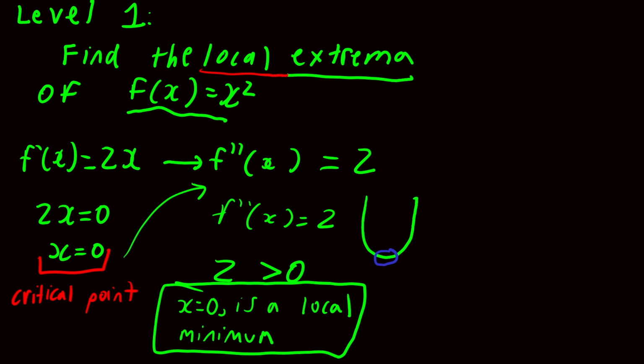Local just means around that point on the function. It does not mean the lowest point on the function. That's the absolute minimum. It's just local. So relative to the points around it, x equals 0 is a local minimum. It's not necessarily the lowest the function goes. In this case it is, but it's not always the case. So that's just what local minimum means. So x equals 0 is a local minimum.